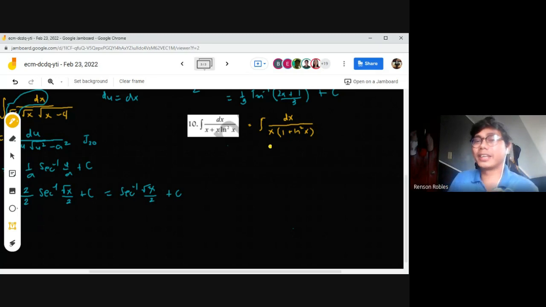Okay, so you factor out x and you'll have dx all over 1 plus ln squared x. From here, you can now easily see that your u squared is ln x squared or ln squared x, and therefore u is ln of x.